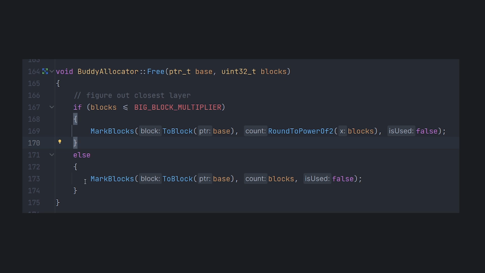In the allocation function, when the number of blocks was larger than the biggest block size that we support, we fell back to allocating using the bitmap allocator algorithm, and we only marked the requested number of blocks, not the size of the big blocks. So, in the free function, we don't have to round the number of blocks to a power of 2 in this particular case. That was a lot of work.